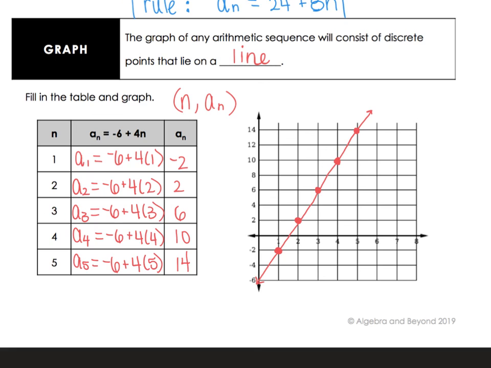You can even tell the rise and the run. It would be 2 blocks up, 1 block over. That's the same for all of these points. So that's indicating that this is a line.